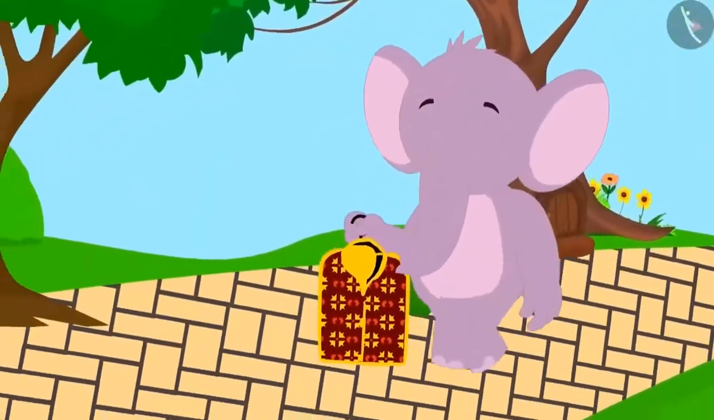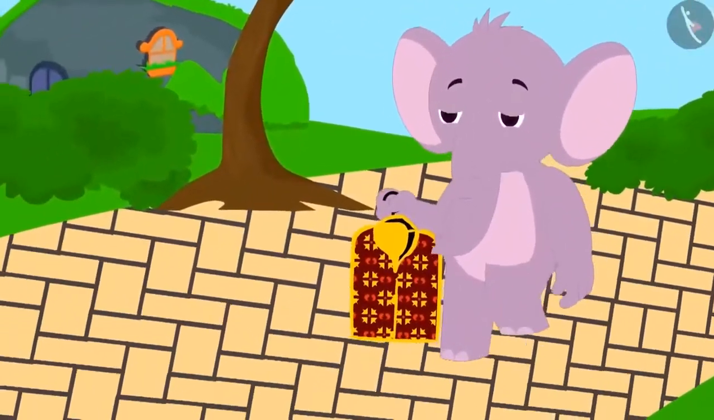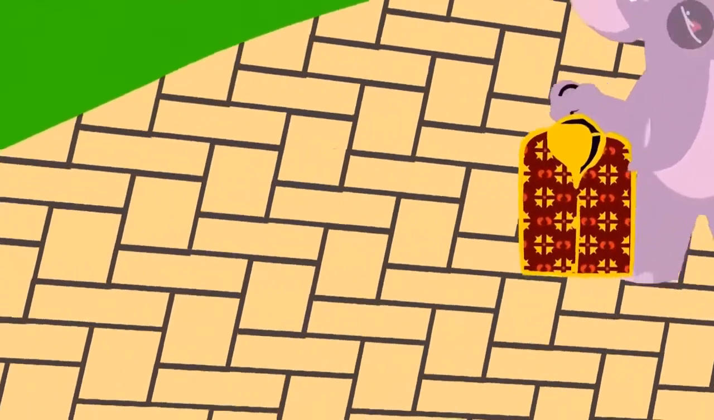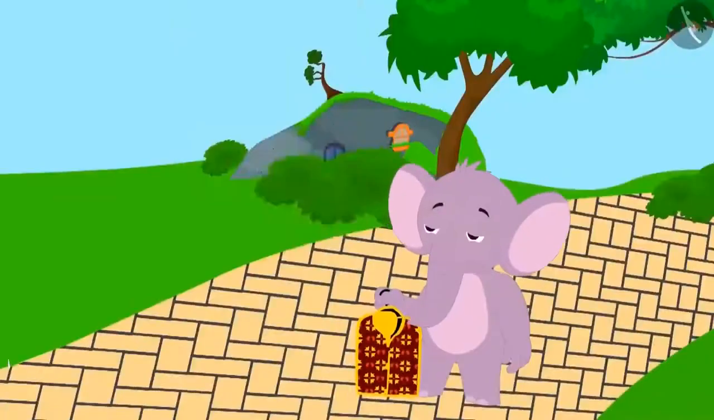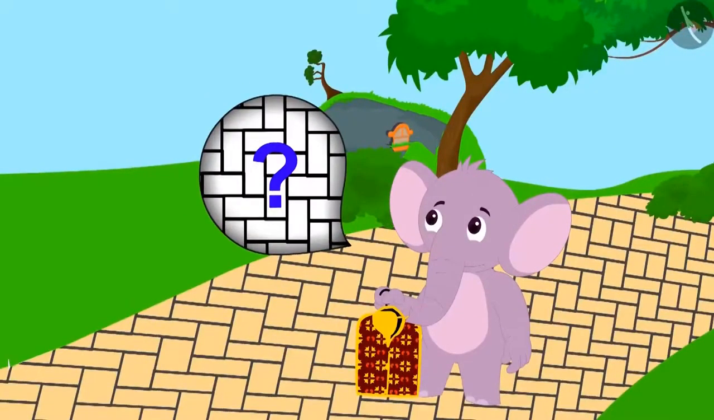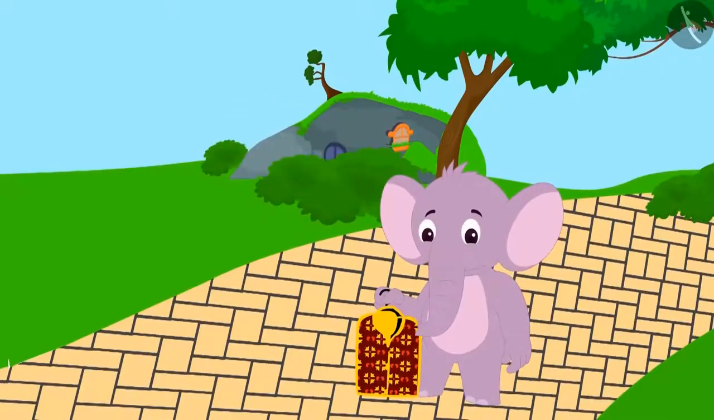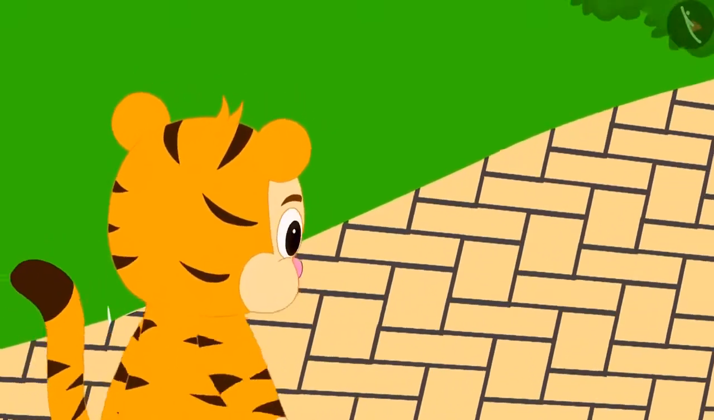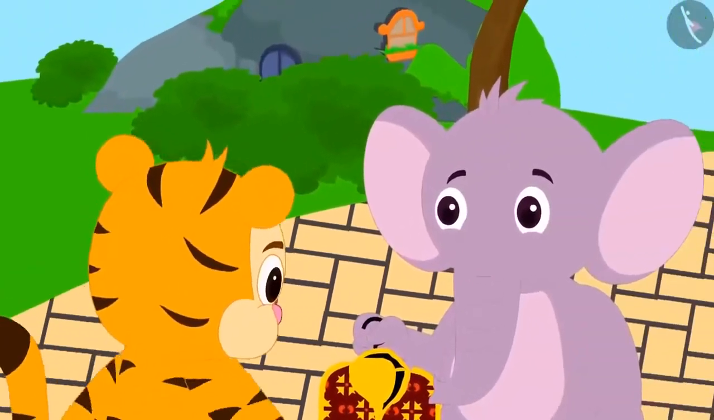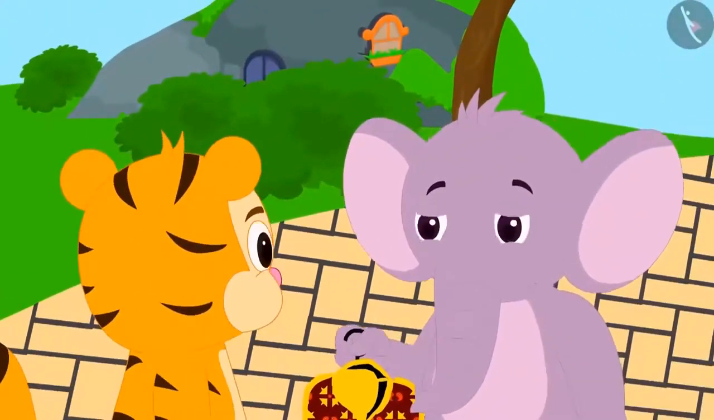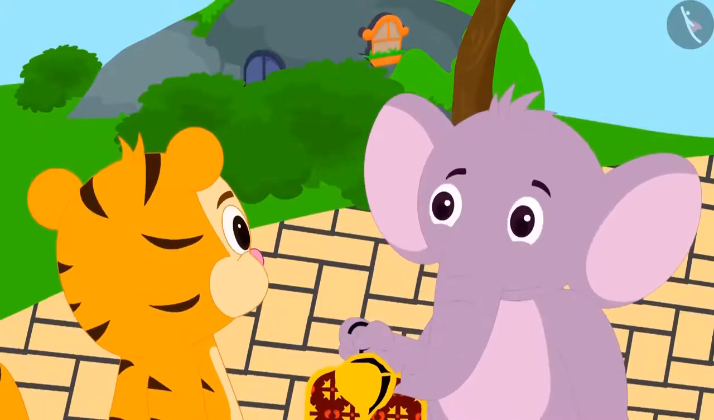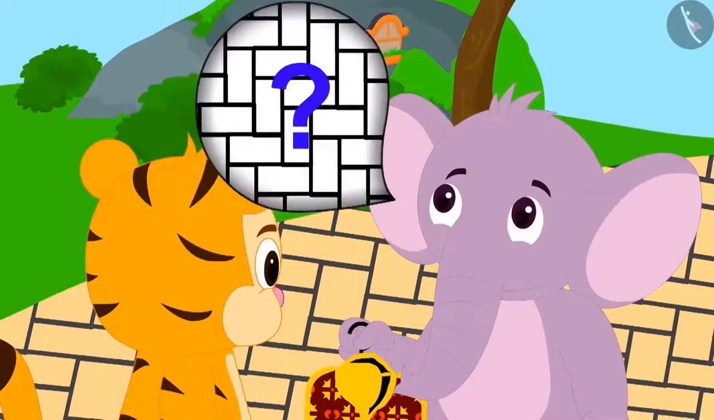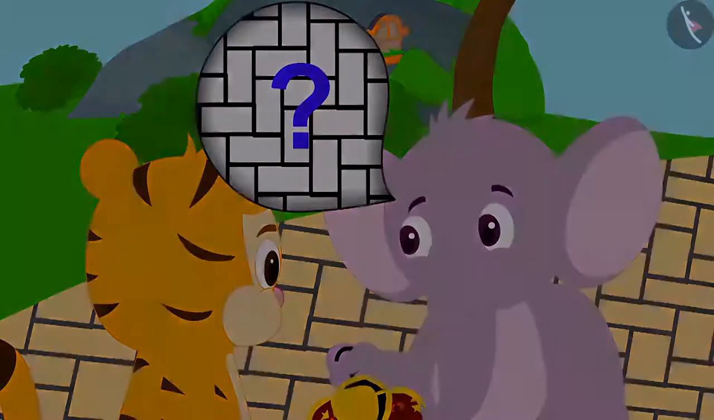When Appu was going home with his shirt, he saw a certain kind of pattern of tiles on the path. Appu started thinking how this pattern would have been made. Just then, Sher Khan was passing by on his way to his house. Appu asked Sher Khan if he could tell him how this pattern would have been made.